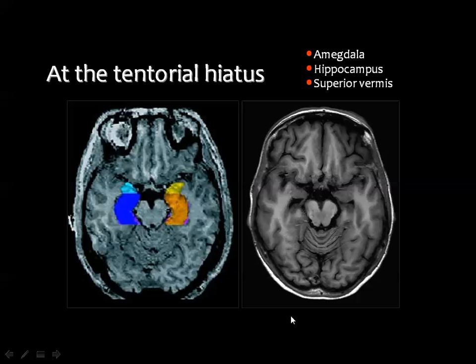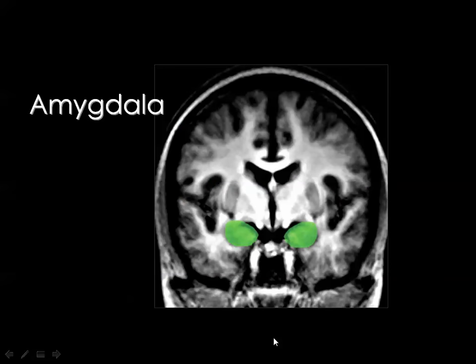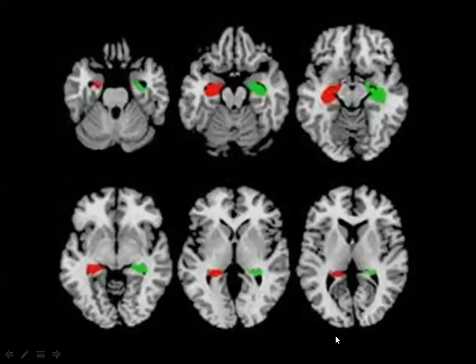You remember, this is the superior cerebellar cistern, and this is the midbrain surrounded posteriorly by the quadrigeminal cistern. And this is the site of the amygdala in the coronal images. They are located anteriorly, and the hippocampus is located somewhat posteriorly. The hippocampus is formed of three parts, the head, the body, and the tail. And these colors represent the hippocampus, the right one in red and the left one in green. Anterior to the hippocampus is the site of the amygdala.